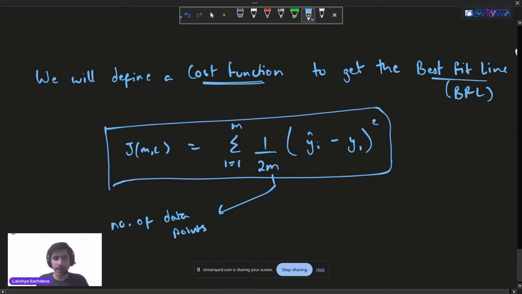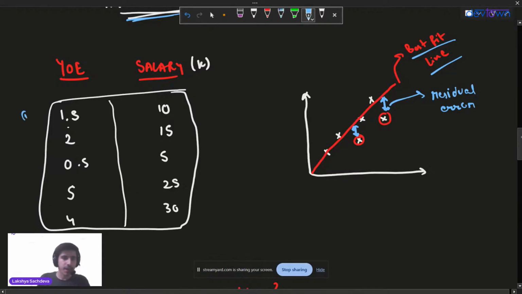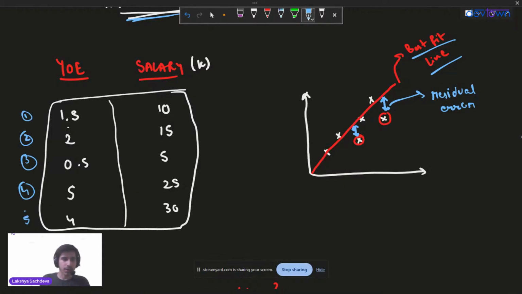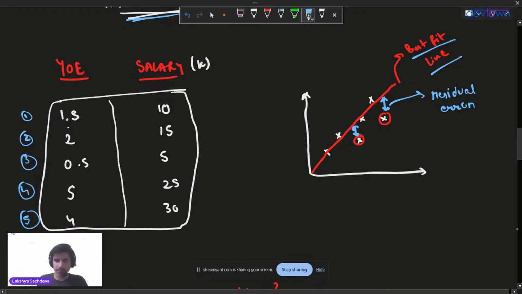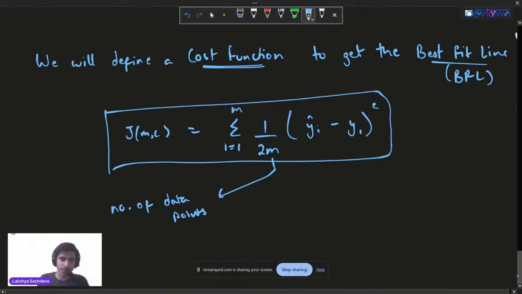Sir, what do you mean by data points? When we took this example, we had 5 data points over here. So this is how we can find the data points. Okay, sir, so the m represents the data points. Sir, what is this y hat of i? This y hat of i is nothing but the predicted value.